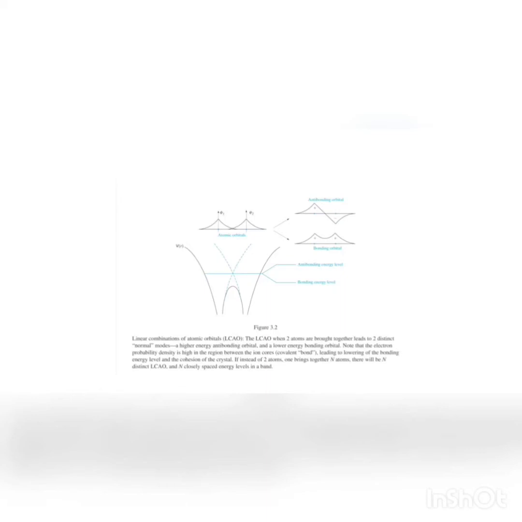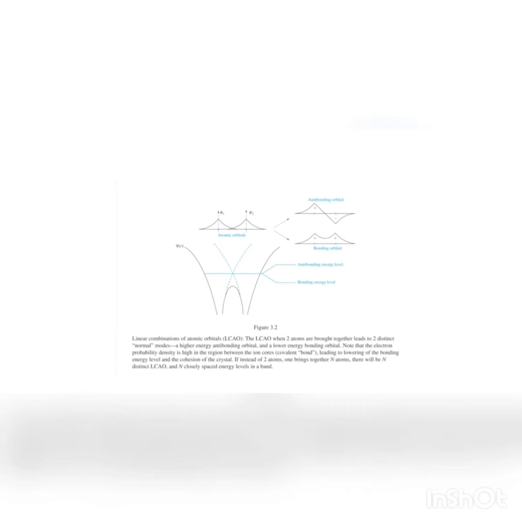Welcome all. In yesterday's class, we saw a brief introduction to energy bands and the concept of linear combination of atomic orbitals. So, when atoms join together to form solids, what will happen? The adjacent atomic orbitals will interfere or overlap. So, the electron has both particle and wave nature.